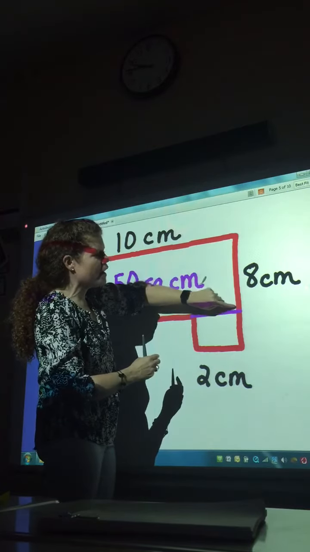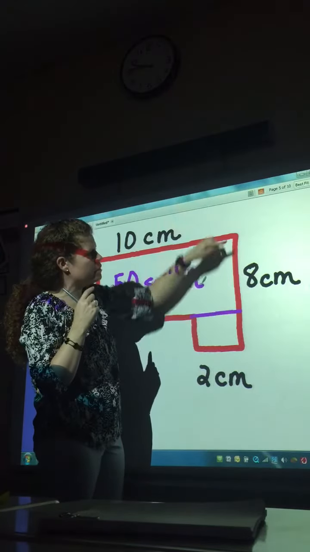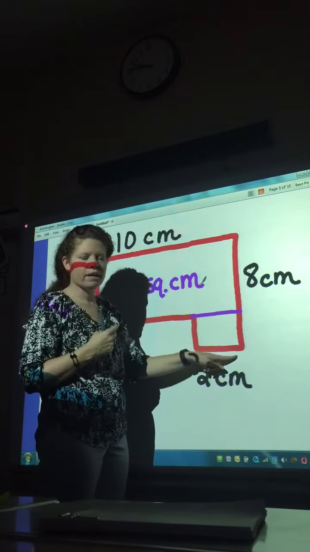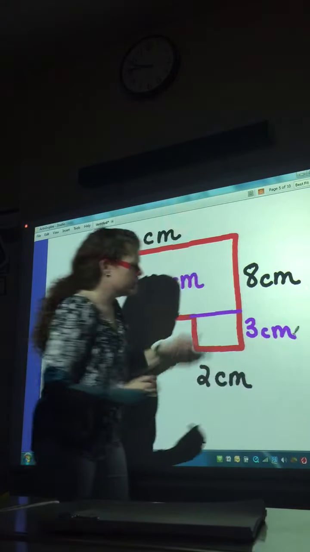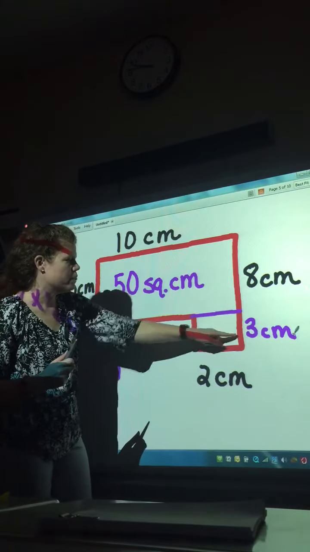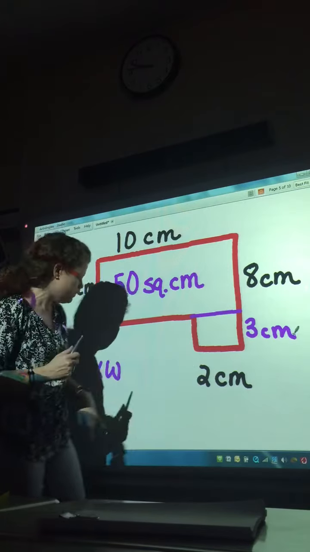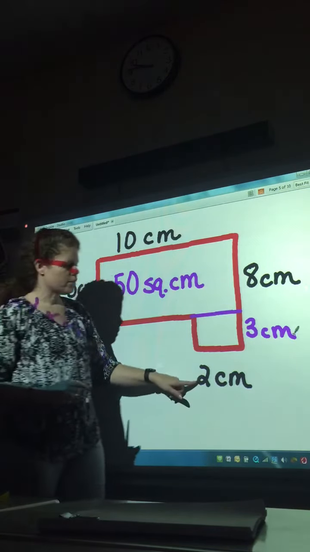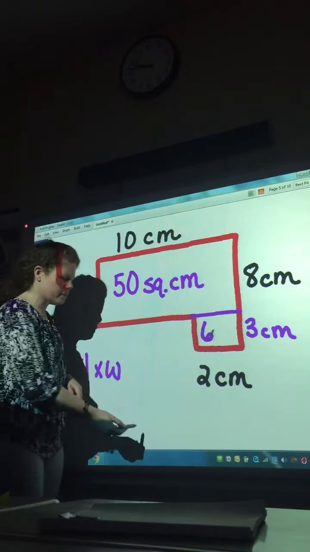Once again, if this is 5 and the entire thing is 8, going for reasonable, we're thinking 5 plus this would be 8. So this would have to be 3. So this would be 3 centimeters here. So if this side is 3 centimeters, we'd know that this side also would be 3 centimeters. This side is 2 centimeters. And to find the area, we would say length times width. So we'd say 3 times 2, which would be 6. And that would be 6 square centimeters.